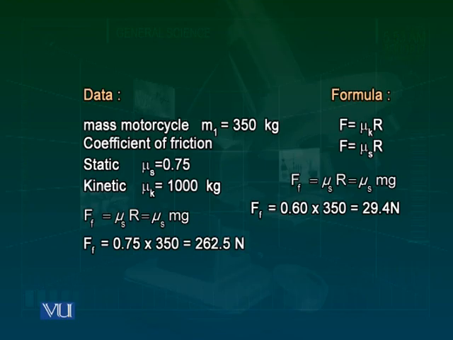But once the motorcycle is on the road, then of course the force of friction would be mu kinetic multiplied by mg. In this case, the kinetic friction is going to be 0.6. So when 0.6 is multiplied by 350, you get a value of 29.4 newtons, which is the force being applied by the car.